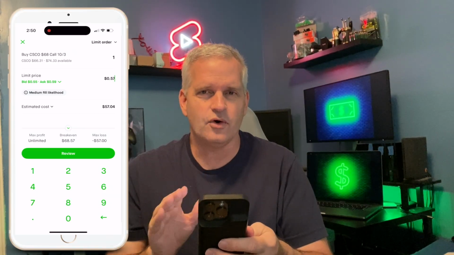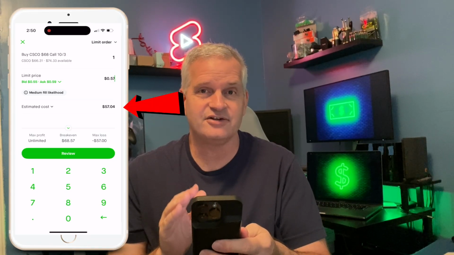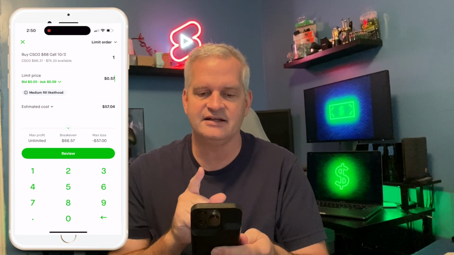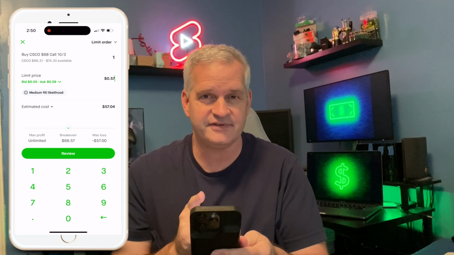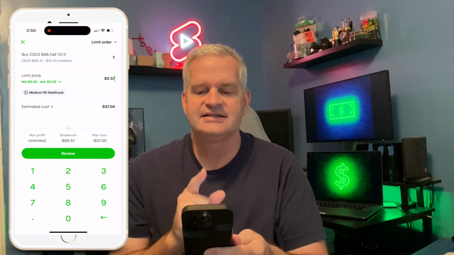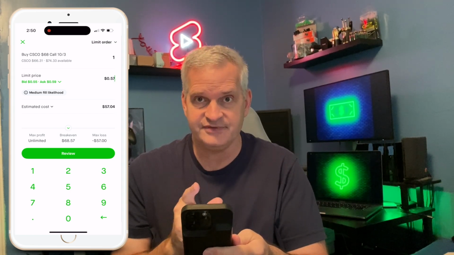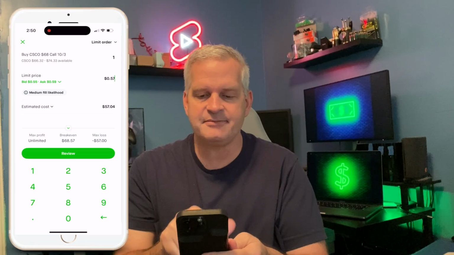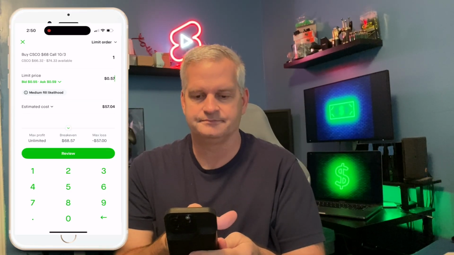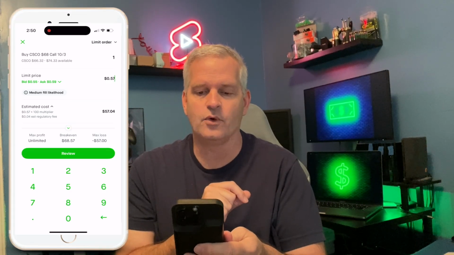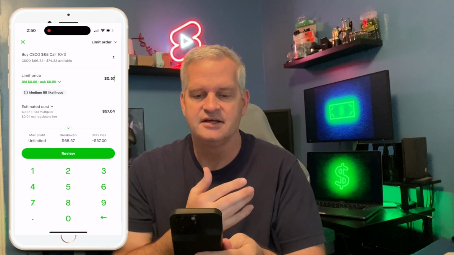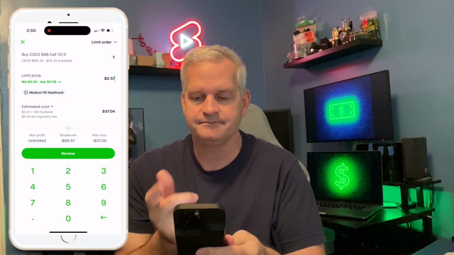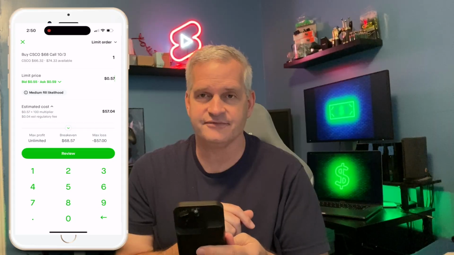You'll see our total estimated cost is $57.04, and that takes the price that I'm willing to pay for it at 57 cents, multiplies by 100, which is $57, and then estimated cost. It breaks it down for you. 0.04 is regulatory fees. So you see the whole breakdown there, and it's $57.04.